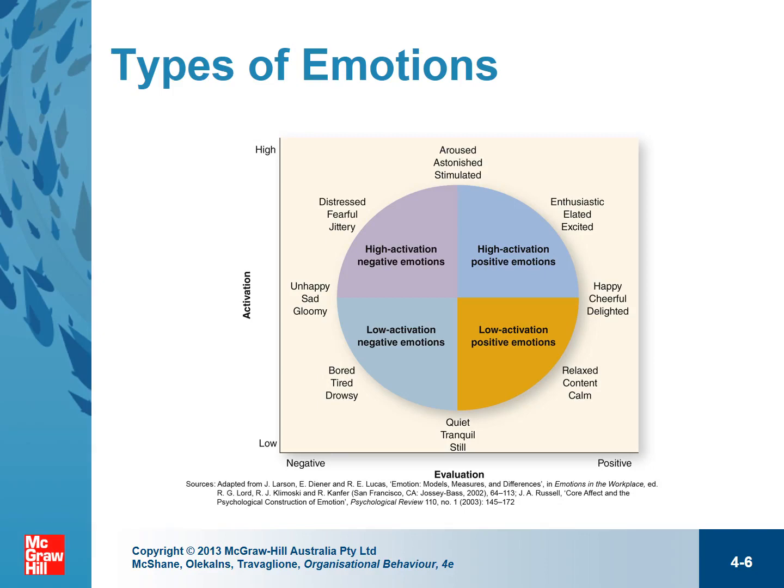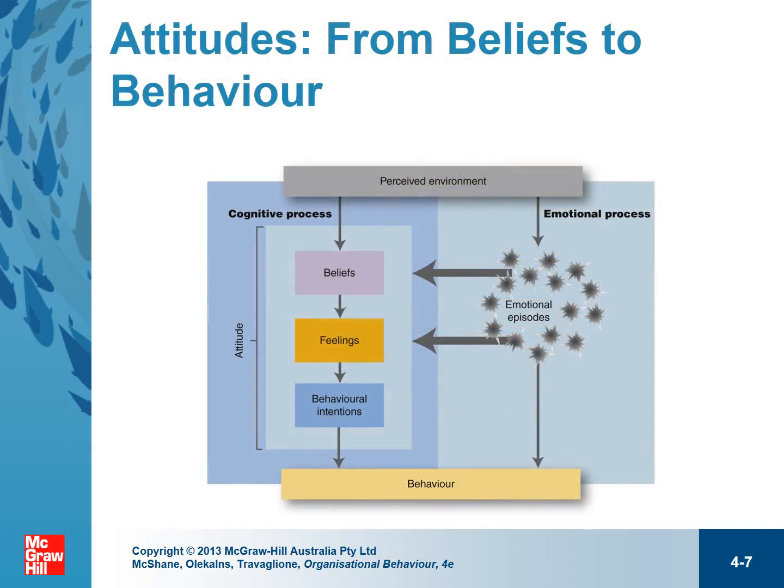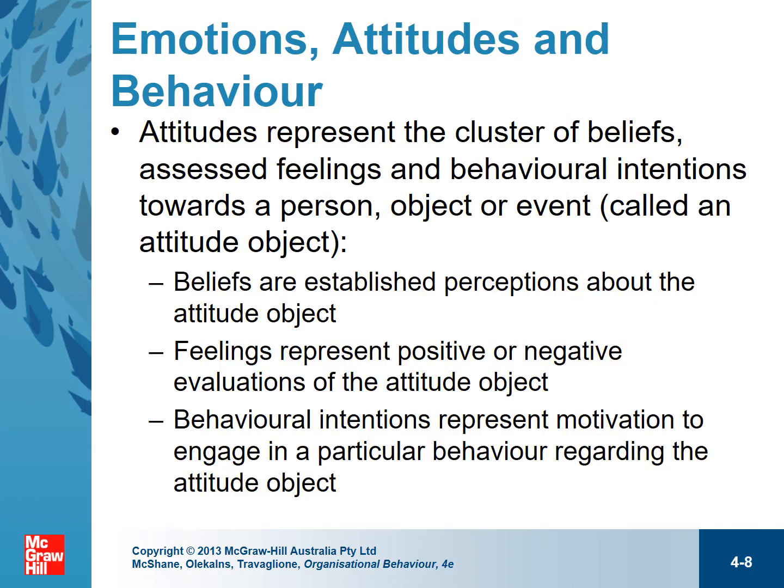Emotions, attitudes, and behavior. Attitudes represent the cluster of beliefs, assessed feelings and behavioral intentions towards a person, object or event, also called an attitude object. Beliefs are established perceptions about the attitude object. Feelings are defined as positive or negative evaluations of the attitude object. Behavioral intentions represent motivation to engage in a particular behavior regarding the attitude object.